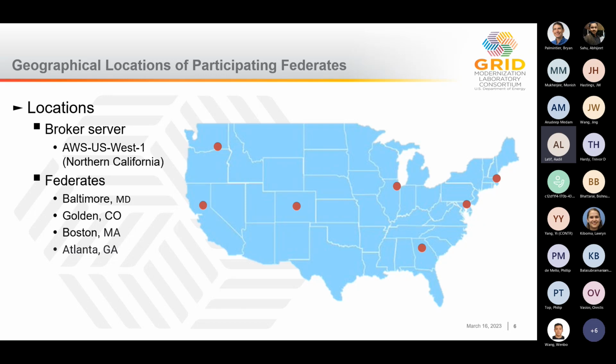So our main Helix broker, the server that is running that Helix broker, is in AWS West 1, which is Northern California. And then we've got federates spread across all of US. So I just wanted to showcase the geographical locations and how efficiently we've been able to get this co-simulation running, given the constraints on geographical locations as well.